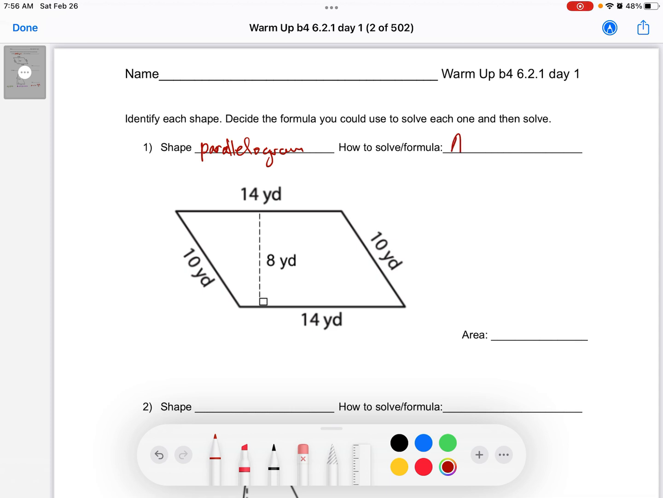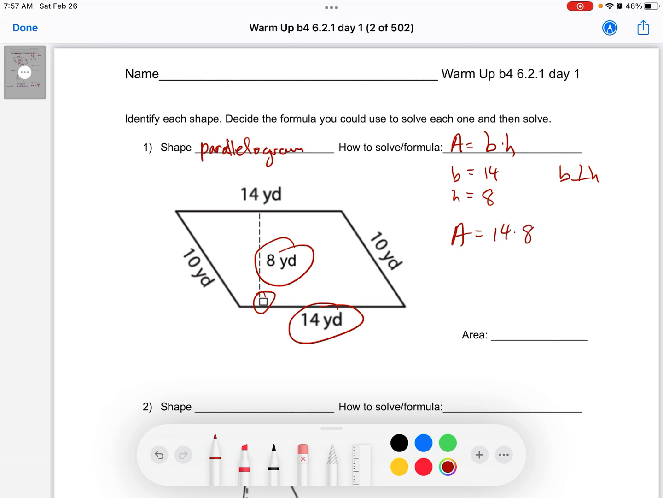So the formula then for this one is area equals base times height, right? And the base in this case is 14 and the height is 8. How do we know it's the base and the height? Because of that right there. Base and height always have to be perpendicular to each other, right? All right, so we find out that area is 14 times 8.